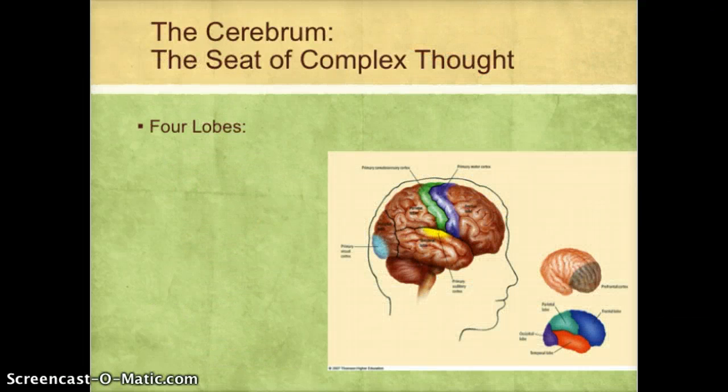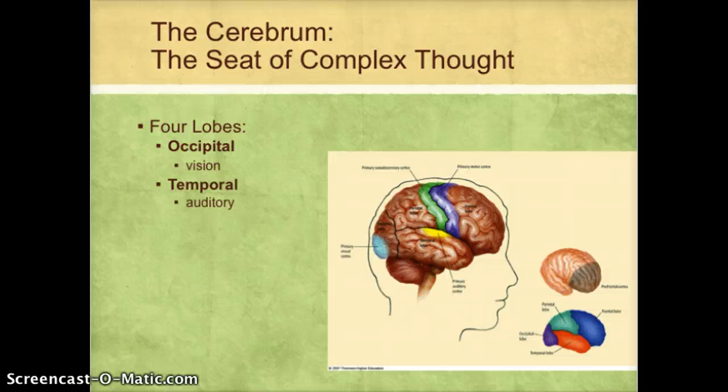So the cerebrum gets divided into 4 lobes. We're going to start with the occipital lobe. The occipital lobe is at the back of the brain. Kind of, if you put your hand on the back of your head, you're inches away from your occipital lobe. Its primary functions are vision and visual memories, so visual processing and memories.